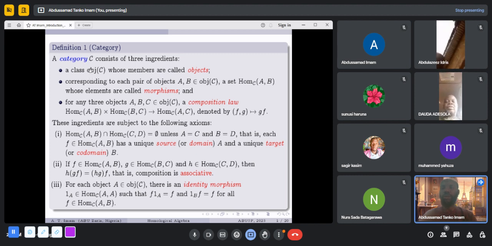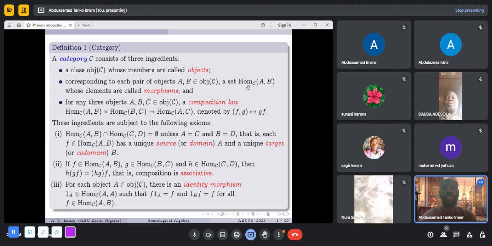You can think of a collection of all sets. We know that from classical set theory, this is not even a set, but it is a proper class. So we have a class whose members are called objects, and corresponding to any two objects in that class, in the container there should be a set which we denote by hom(A,B). And hom(A,B) is a set of all elements from A to B, which we refer to as morphisms. And then inside the container, there should also be a composition law as to how you can compose morphisms between objects to produce another morphism.